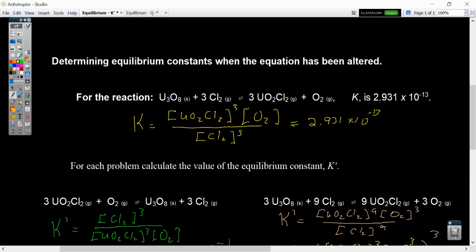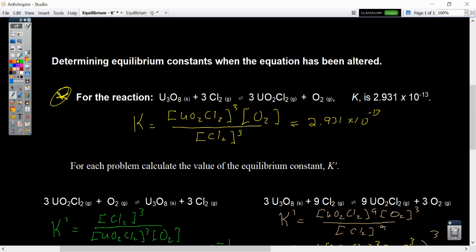I gave a groovy little example right here about uranium. I like it because there's uranium in it. How often do you get to talk about uranium? So basically, just to work this through, look at the uranium. You've got uranium oxide plus chlorine gas makes the uranium chloride thing plus O2.